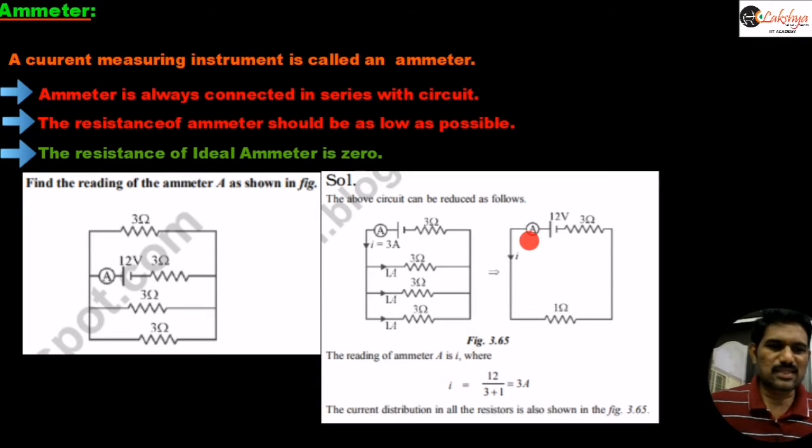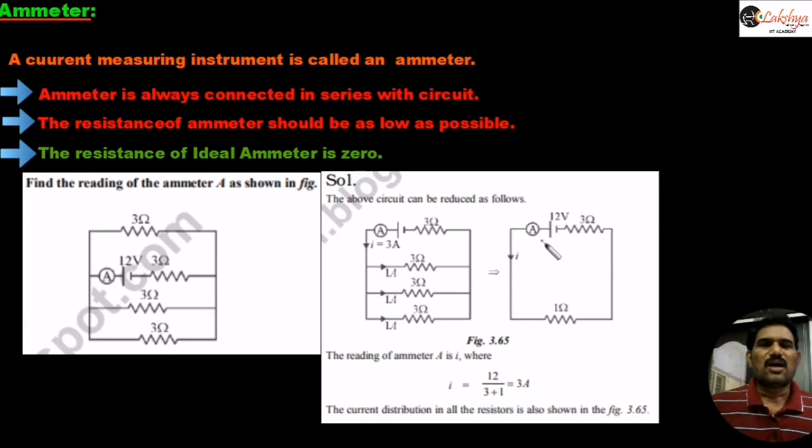So if it has more resistance, suppose for example in this circuit I am taking 1 ohm and 3 ohms. So total resistance in the circuit is 4 ohms only, right? If this ammeter has some 10 ohms, then total resistance in that circuit will become 14 ohms, which is much greater than that of this given resistance there, right?